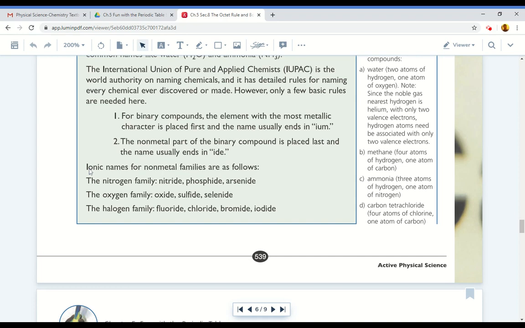Ionic names for nonmetal families are as follows. The nitrogen family: nitride, phosphide, arsenide. The oxygen family: oxide, sulfide, selenide. The halogen family: fluoride, chloride, bromide, iodide.